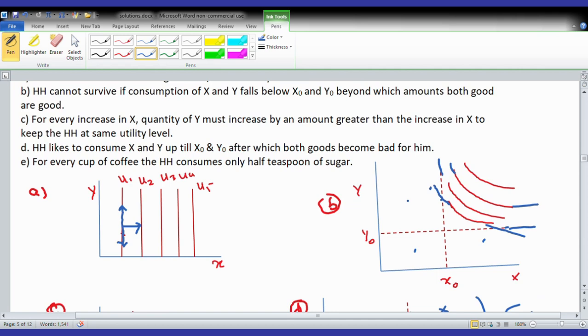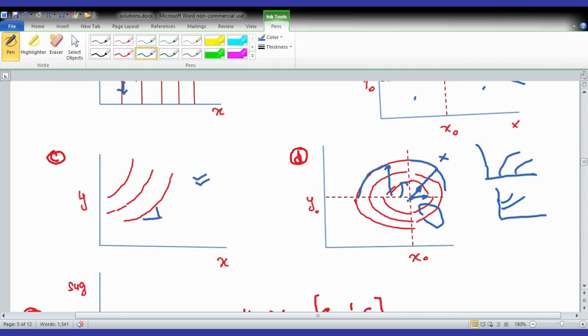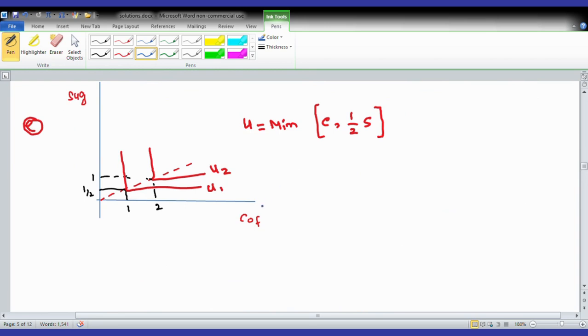Then, for every cup of coffee, the household consumes only half teaspoon of sugar. This is the case of perfect complements, so see that 1 cup of coffee, half cup of sugar, 2 cups of coffee, and 1 cup of sugar, and so on. So you are able to get Leontief type indifference curves, perfect complements, and this is the relevant utility function for that.